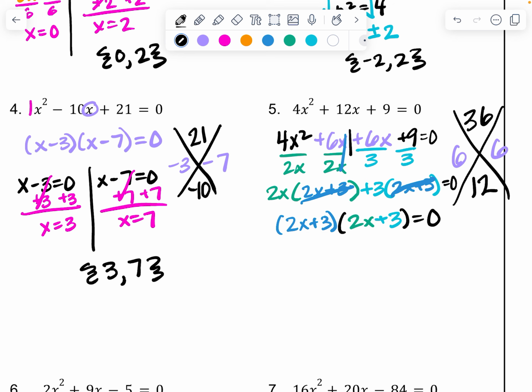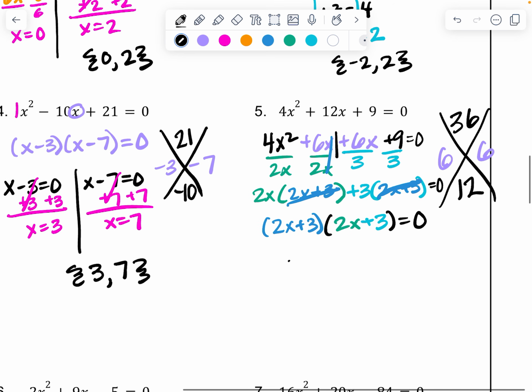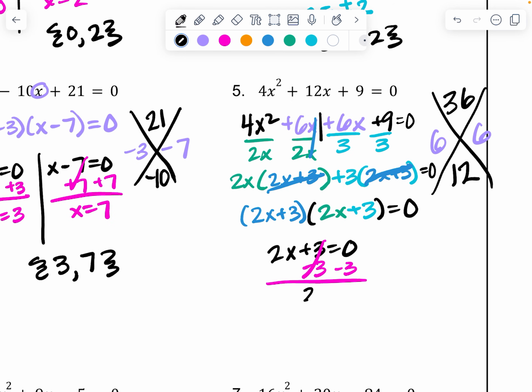So I'm just going to solve it once. 2x plus 3 equals 0. Subtract 3. 2x equals negative 3. Divide by 2, and x equals, I'll leave it in fraction form, negative 3 over 2. So this quadratic only has one solution.